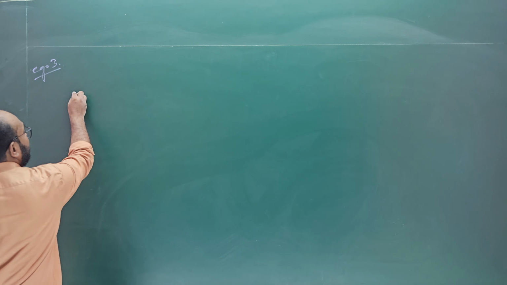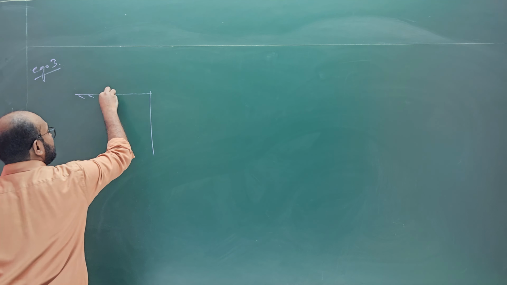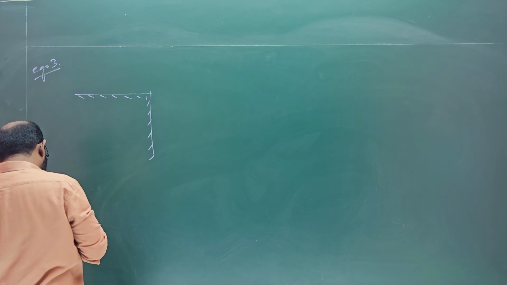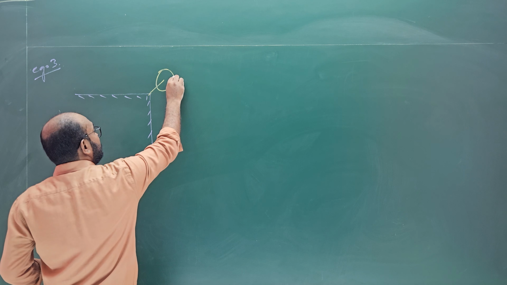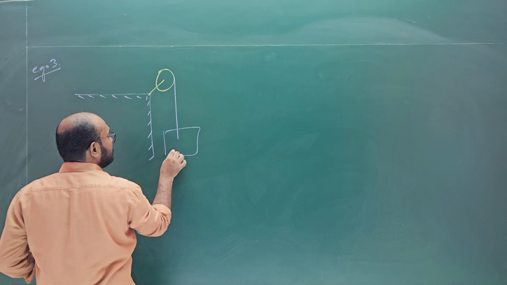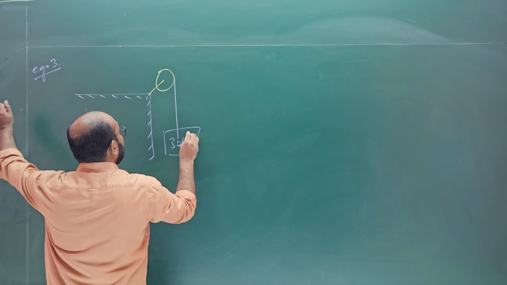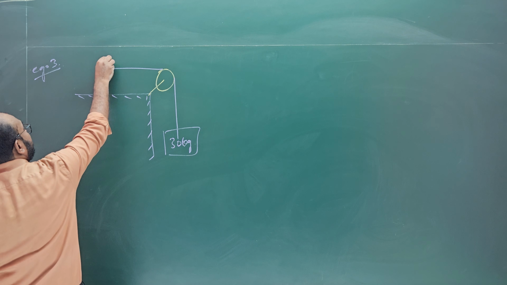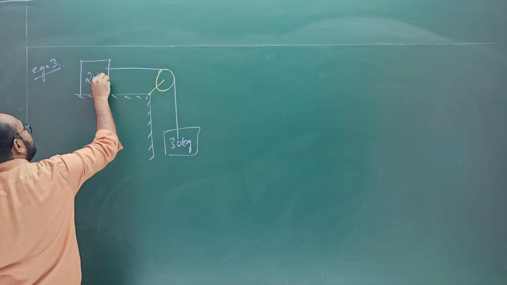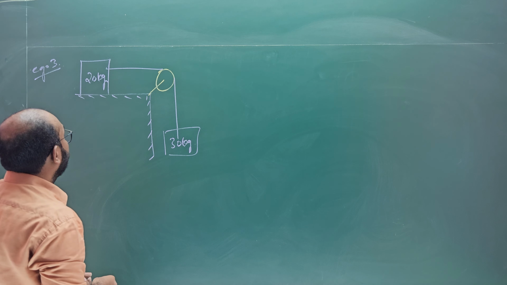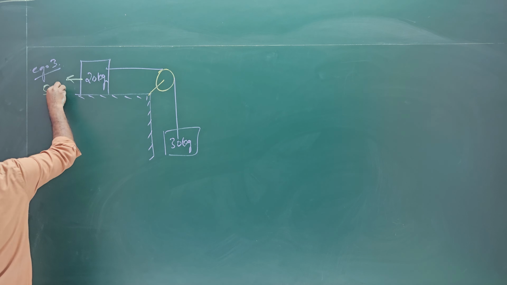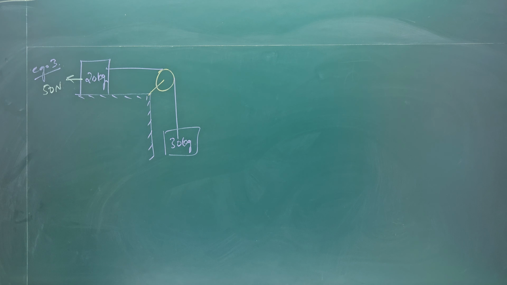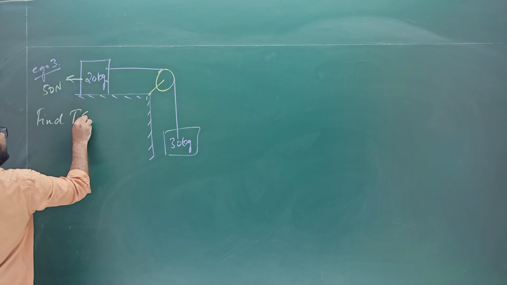Example number 3, and here is the surface like this, and on this surface here is the fixed pulley. On this fixed pulley, two masses are hanging like this. This one is one mass, 30 kg, and one mass is connected like this. This one is, let's say, 20 kg, and over here a force is acting in this direction, let's say 50 Newton. Find the acceleration and tension. Again, the question is find tension and acceleration.